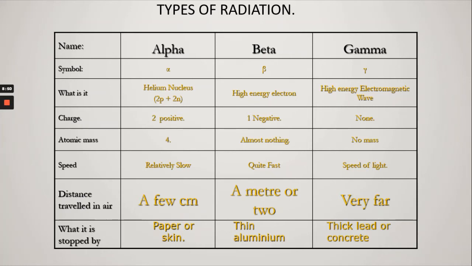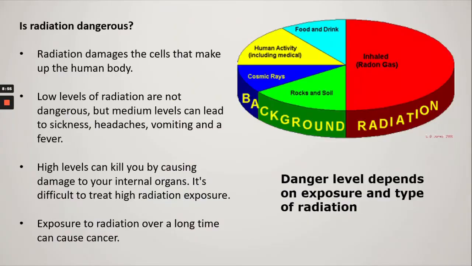The last thing we'll look at in this part of the video is the danger associated with radiation. Radiation can be dangerous. It can damage the cells that make up the human body. Low levels of radiation are not dangerous, but medium levels can lead to sickness, headaches, and vomiting. High levels of radiation can kill you by causing damage to your internal organs, and it's extremely difficult to treat this radiation exposure. If you're exposed to low to medium levels but over a long time, this can also cause cancer.